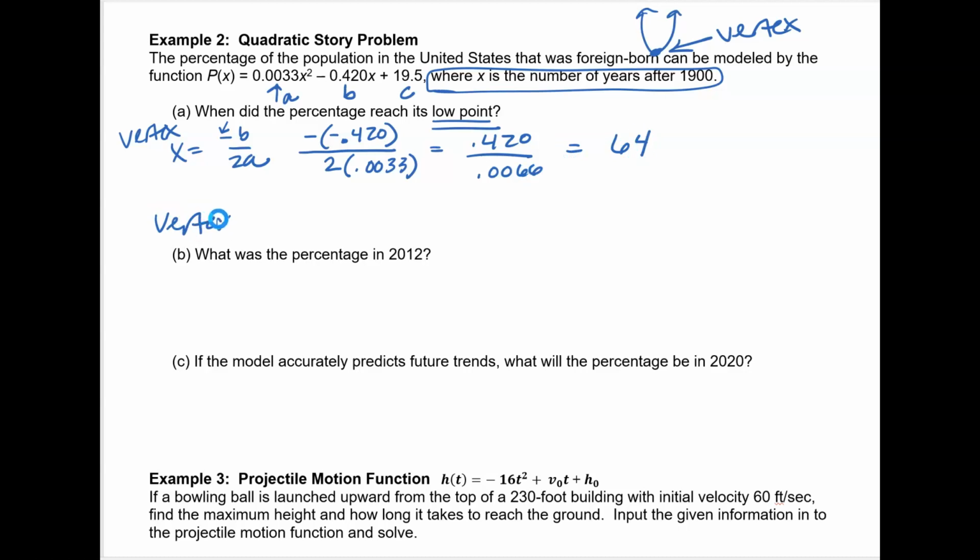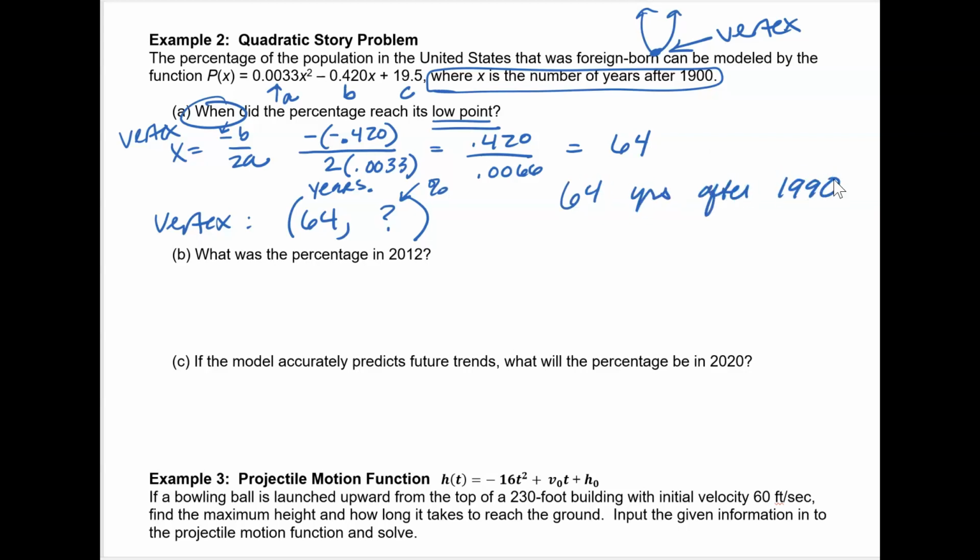So that means the vertex is (64, we don't know). But it's just asking when. And remember the x value, that's years. So I don't even need to find y. That would be the percentage of the population. I don't even need that because it doesn't ask for it in this question. So I'm going to say 64 years after 1900. And so if I do the math on that, that would be 1964 would be my answer for that one.